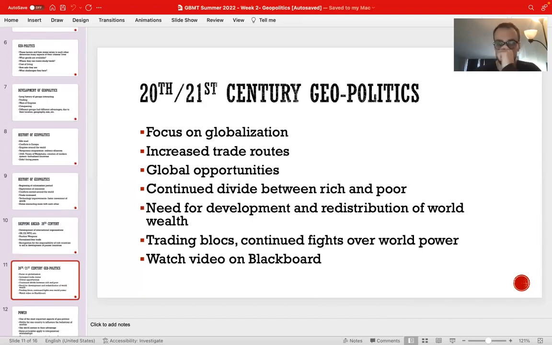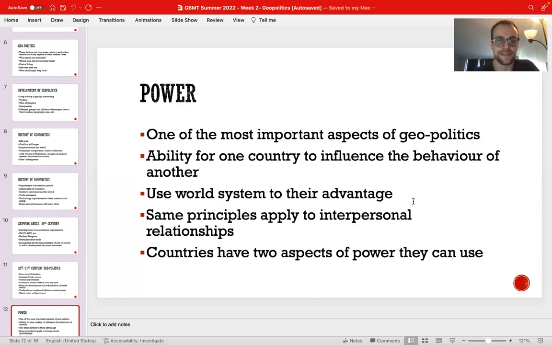Okay, so the last thing we're gonna discuss this week is power. This is a continuation of my previous slide, the continued development of power. So moving on to this, we're going to discuss power this week. We're going to understand power very simply as the ability of one country to influence the behavior of another country. This is the boiled down simplest definition.